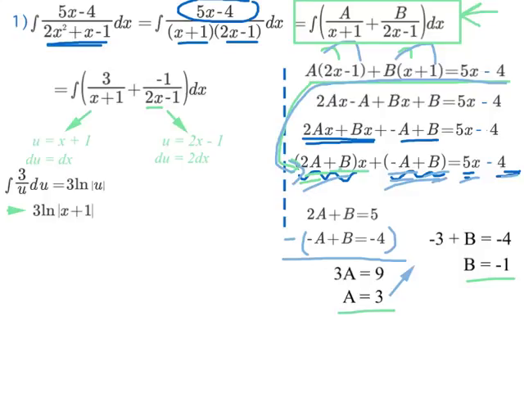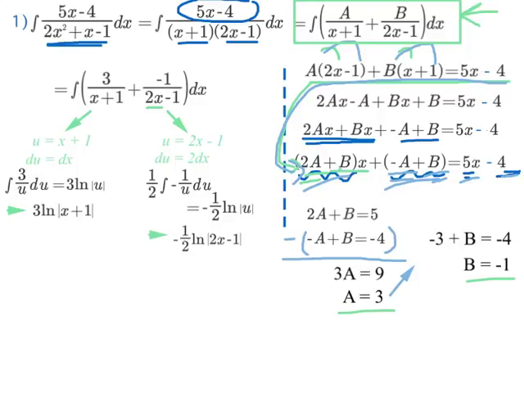Our u is going to be our denominator again. U is 2x minus 1 again, but this time du is 2dx, which is going to change my coefficient out front. So when I do my substitution, I'm going to have a 1/2 times the integral of negative 1 over u du, which gives me negative 1/2 times the natural log of absolute value of u, and if I plug back in, for that part of the integral, I get negative 1/2 natural log of 2x minus 1.